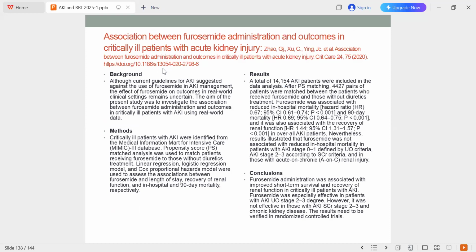Okay, so these are some of the studies that I brought in here. I hope it's not too small because I didn't want to have too many slides.